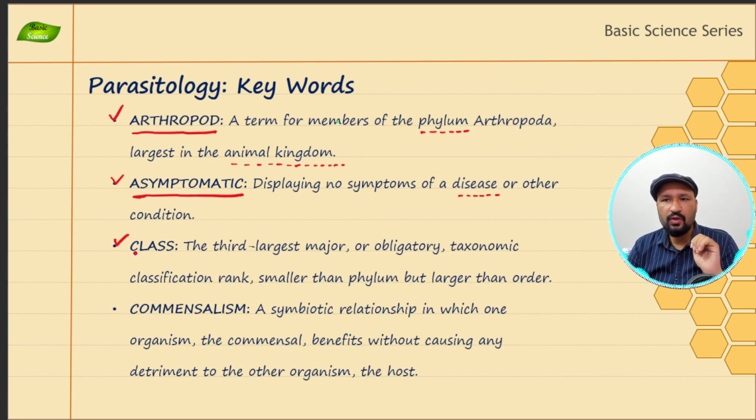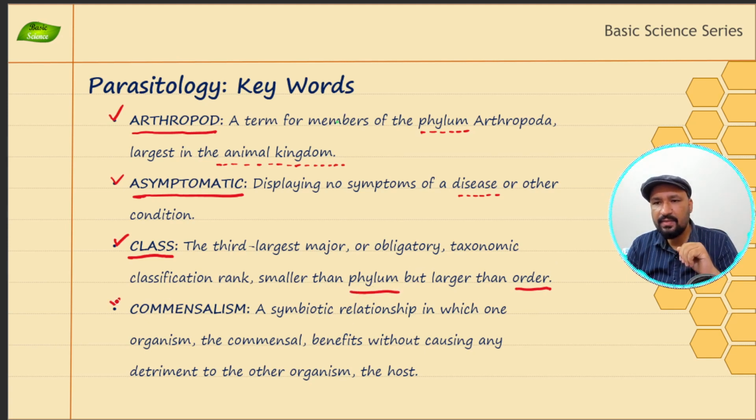Next is class. As we all know, after phylum, you have different steps when you classify any organism. One of the major groups is the class, the third largest major or obligatory taxonomical classification. When you do taxonomical classification, you rank some of the organisms in a specific class based on their similarities and their differences with others. It's smaller than phylum, but larger than order. So you have phylum, then class, then order, and so on.